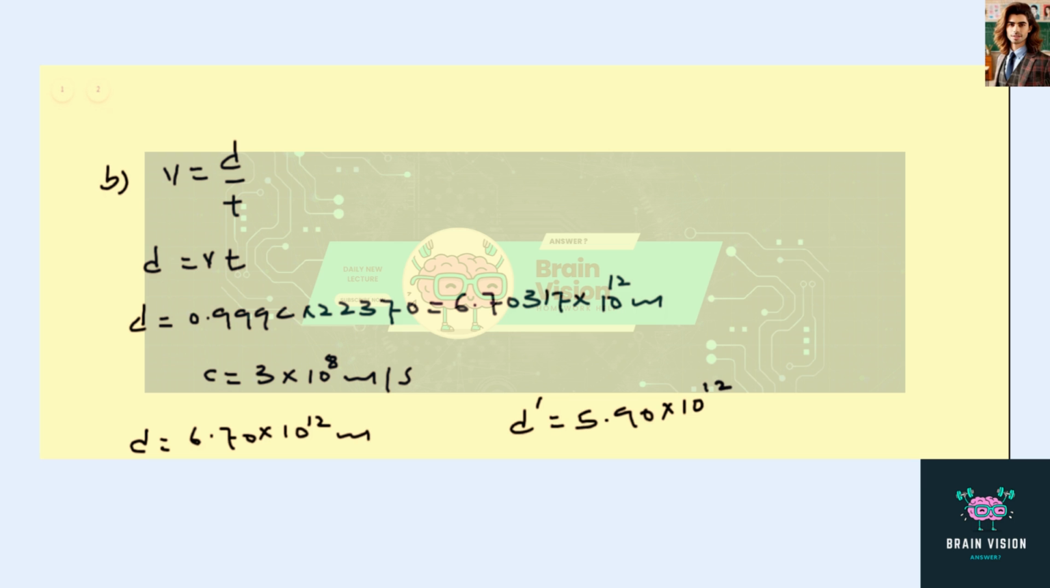And thus it is obvious that d is greater than d prime. Here d is greater than d prime. So thus the neutron is expected to reach Pluto. A neutron is expected to reach Pluto because d is greater than d prime.